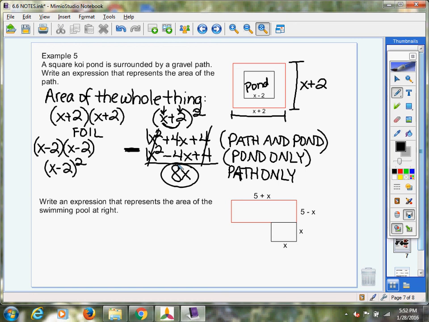So now what I want you to do, I'm going to leave this one down here as extra credit. You're going to write an expression that represents the area of the swimming pool at the right here. The whole thing is the swimming pool. So my advice is to find the area of this piece and add it to the area of this piece and put it all together, and you'll have the area of the whole thing. So that would be my advice to get that going. Okay? So good luck with that. Bring your questions to class tomorrow.